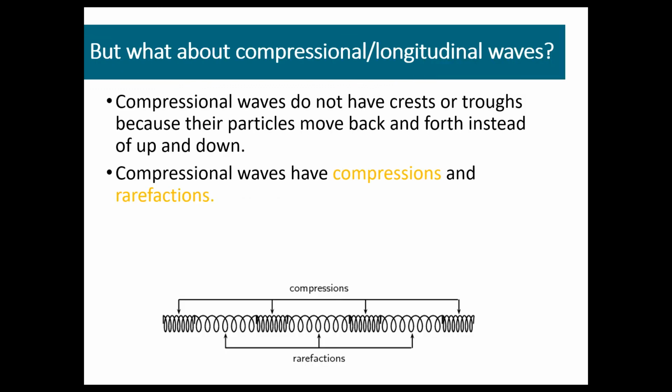Now, compressional waves or longitudinal waves have different areas as well, but they don't have crests and troughs. They're going to have compressions and rarefactions. We've already discussed that, but just make sure that you get it in your notes. Compressions are going to be the areas that are more dense or condensed, and rarefactions are going to be the spots in the wave that are more spread out.